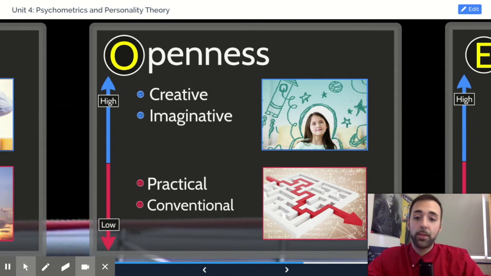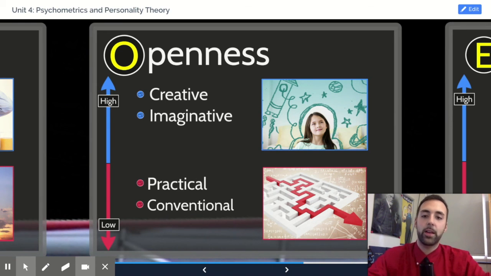The low end is totally fine too. Somebody who's very practical and conventional. Some people have specific restaurants that they like, and not only that, specific dishes at specific restaurants, and they just sort of keep it to that. They don't veer off. They don't necessarily try new things, which is totally fine. They know what works. They know what they like, and they just rinse and repeat.